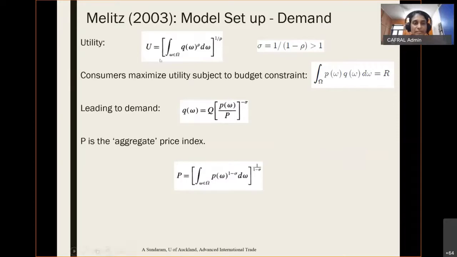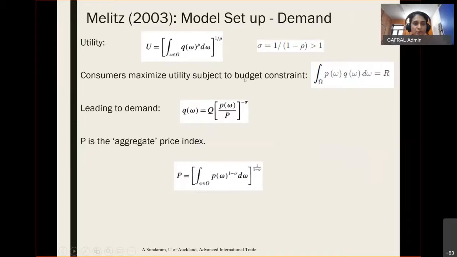It's just that an integral is an infinite sum. What is utility? Utility comes from consuming a whole range of varieties. In the Melitz model, a car variety, let's say, is indexed by ω here. Utility comes from consuming a whole range of different varieties, but it's a weighted sum of all these different product varieties. The weights are ρ. So ρ drives the elasticity of substitution. Here you have σ, which is 1/(1−ρ). That gives you the substitution between these different product varieties for the consumer.